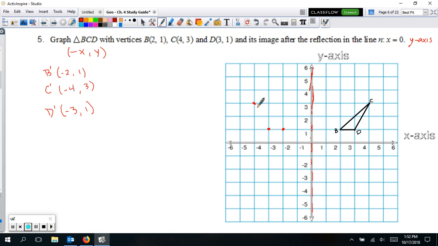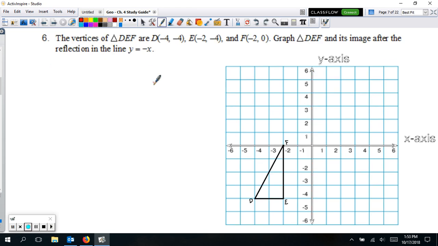And then we just connect these dots together and make our triangle on this side. And then we're finished. That's all we had to do. And we can label these. We can say, okay, this is B prime, and this is C prime, and this is D prime. Alright, moving on to number 6.